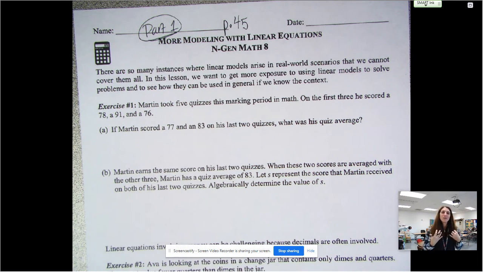So our learning target today will be the same. I can model using linear equations, and we're going to pull in some of our background knowledge and some of our real life stuff going on. But really, what it boils down to is we're working on our reasoning skills. So let's jump right into it.